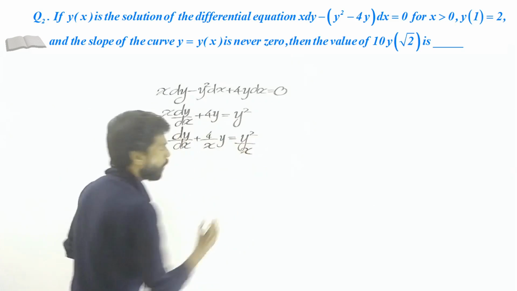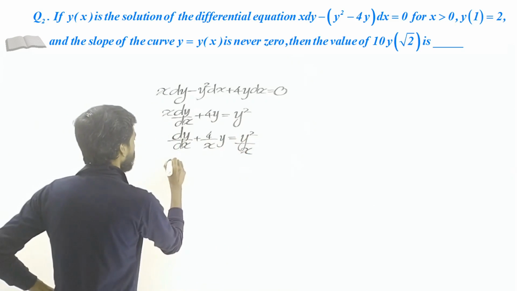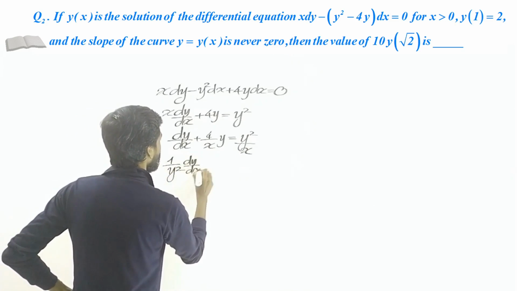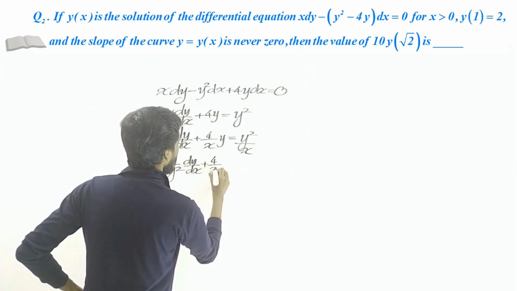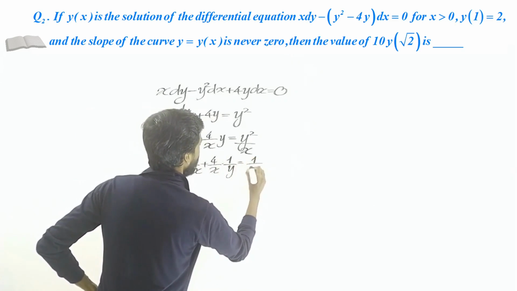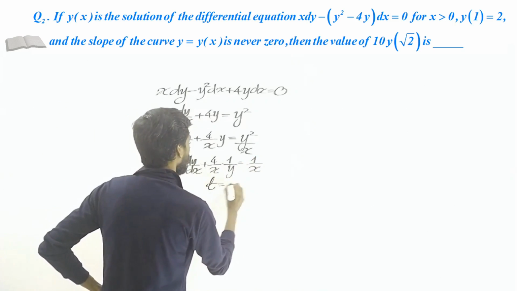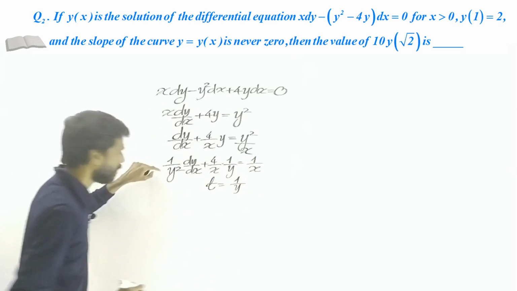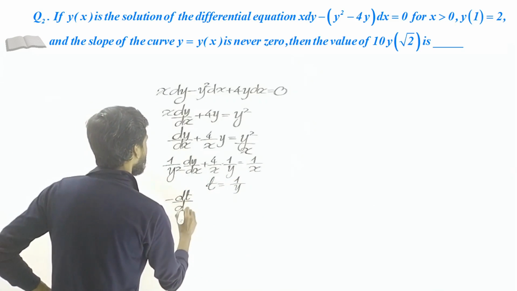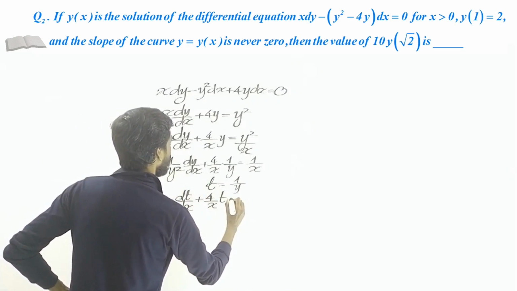Now, what do we have to do? This is the method: you divide by y square. If you divide by y square, it becomes 1 by y square dy by dx plus 4 by x multiplied by 1 by y equal to 1 by x. Now we have to do the substitution. Take t equal to 1 by y. Then the derivative is minus dt by dx. So this is minus dt by dx plus 4 by x t equals 1 by x.